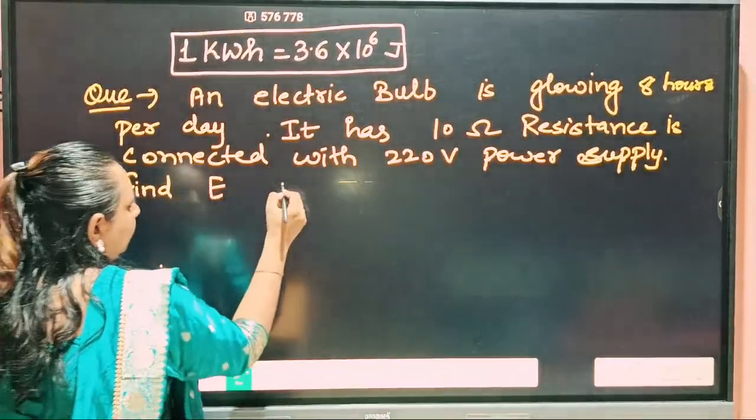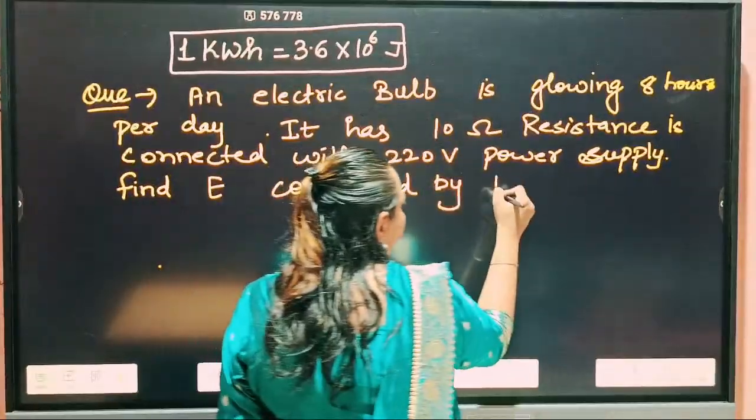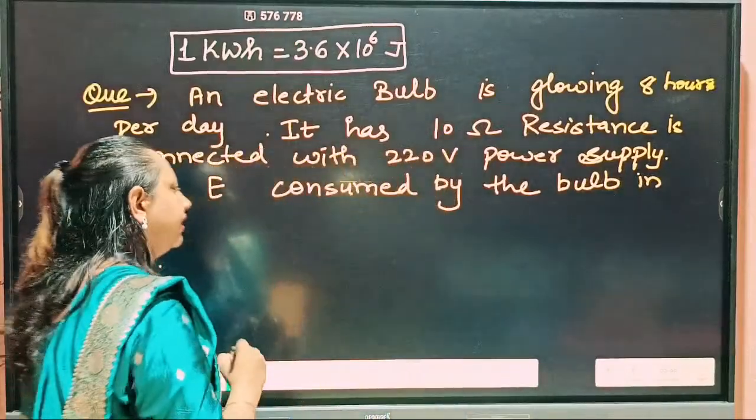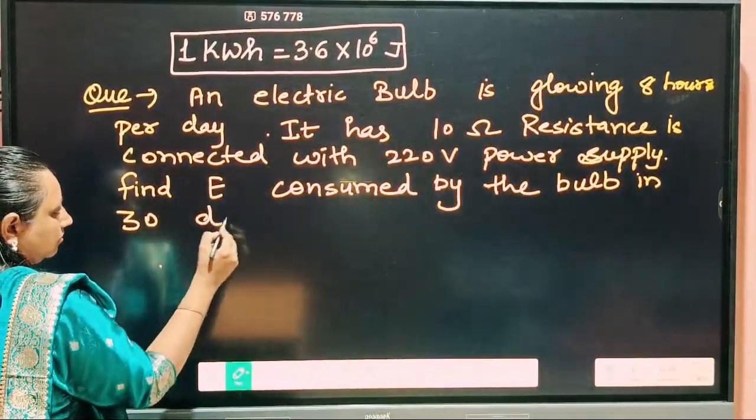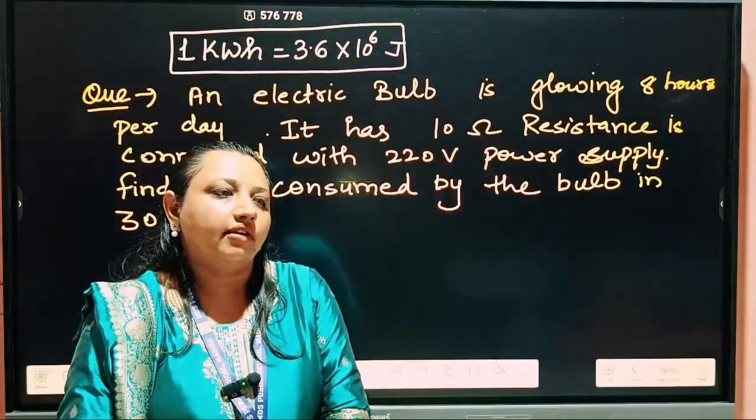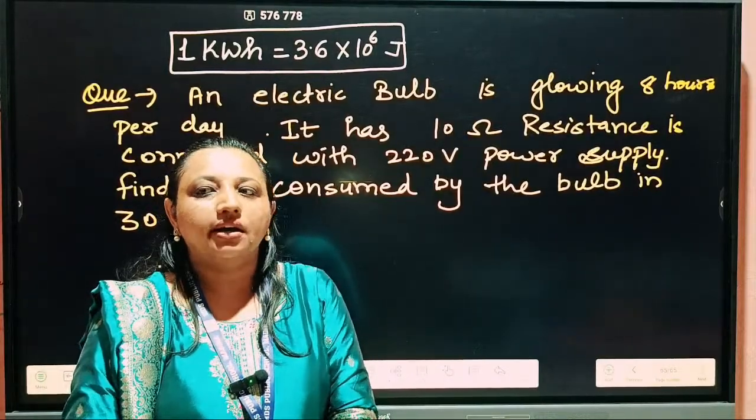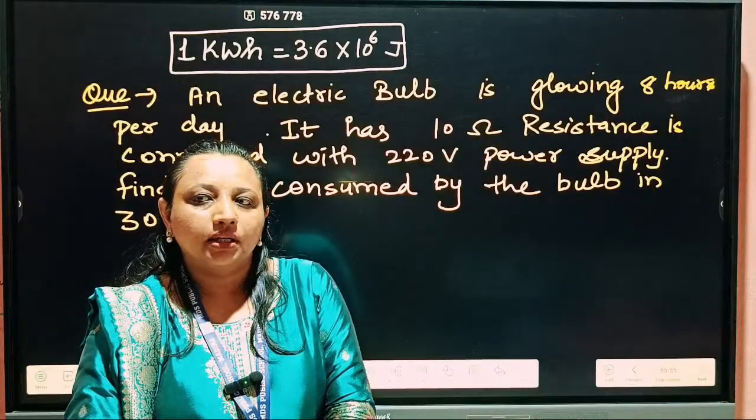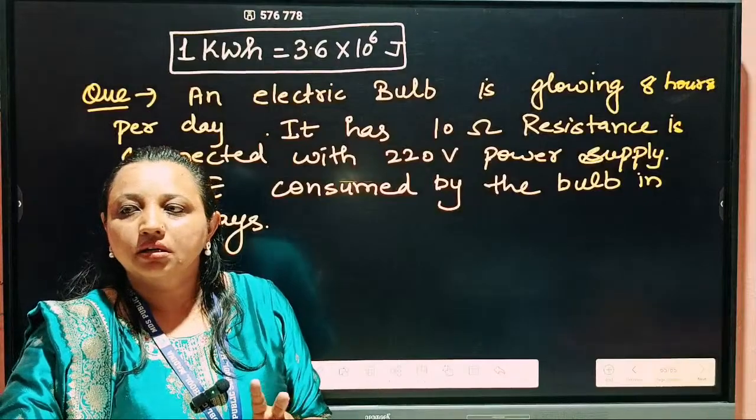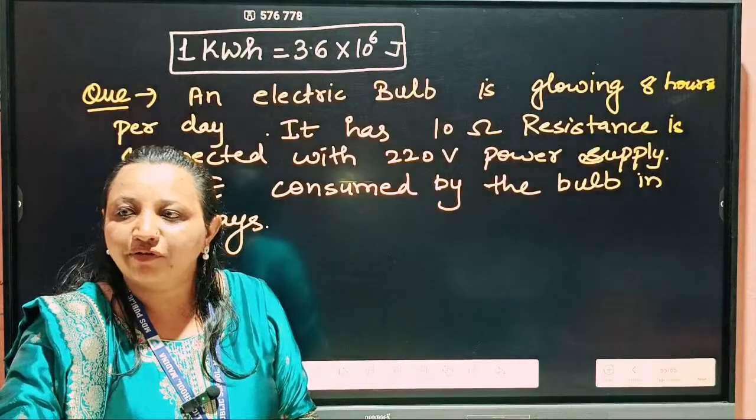Find the electrical energy consumed by the bulb in 30 days. The readings in our electric meters are readings of electrical energy, which are in kWh, kilowatt hour. We consider 1 kilowatt hour equal to 1 unit. All electrical appliances consume, say, 30 units in a month or 15 units.